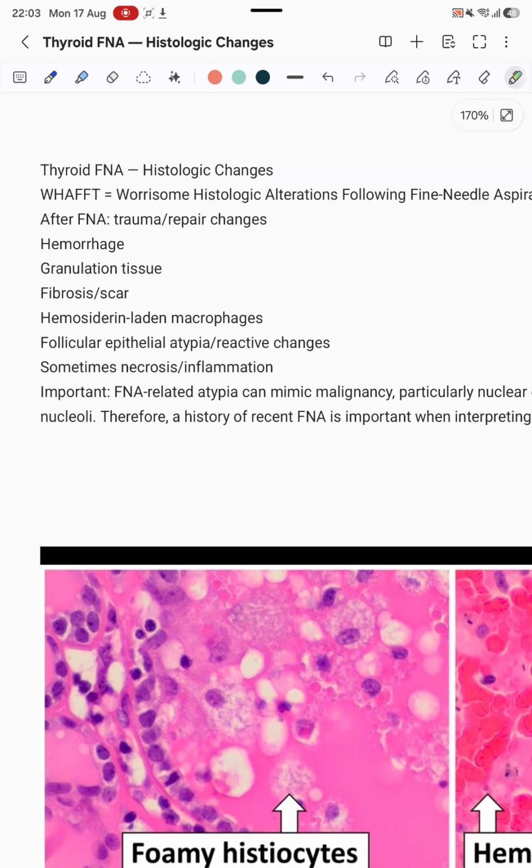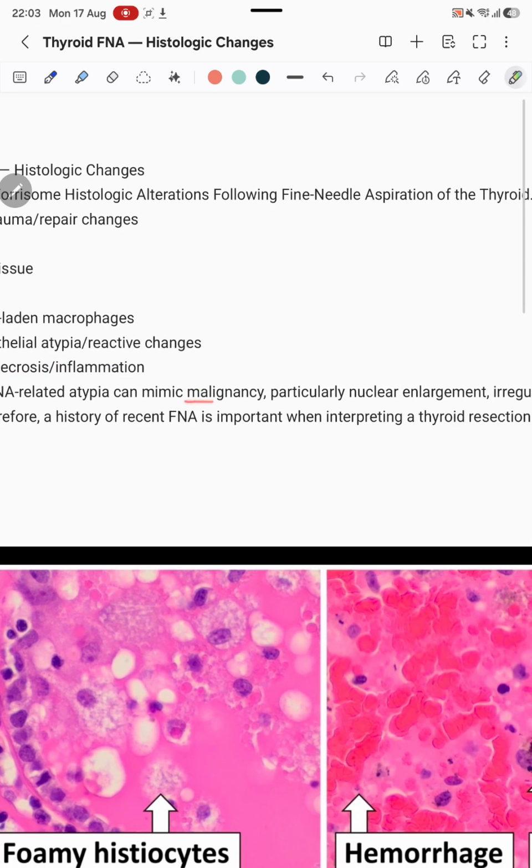Easy. So what happens? Because FNA causes trauma, repair changes, of course, will happen. You will have hemorrhages, granulation tissue, fibrosis, hemosiderin, probably follicular epithelial atypia. The important word is epithelial atypia. Follicular epithelial atypia. You should stay away from the FNA sites. That's the idea. Necrosis, inflammation. So what's the problem? It can mimic malignancy.